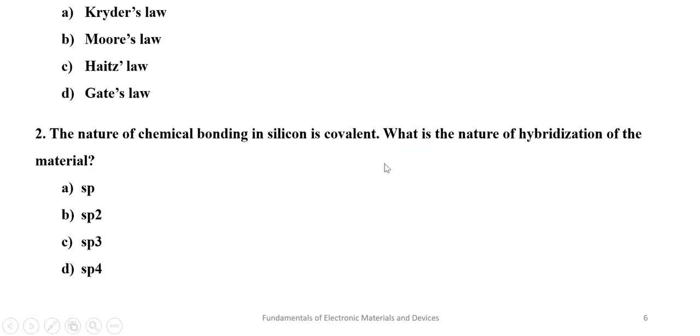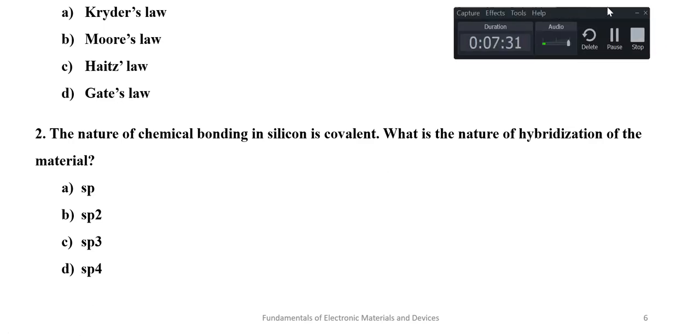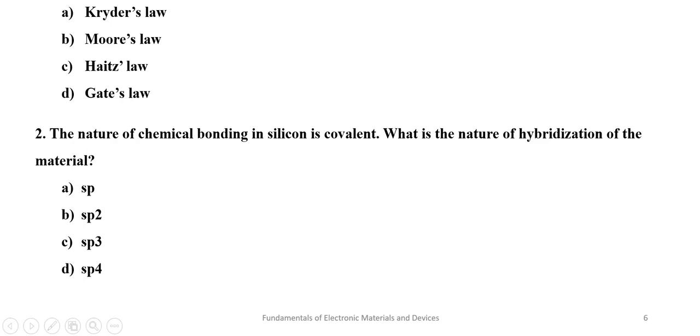Okay, so today's first question is: the empirical observation made in 1965 that the number of transistors in an integrated circuit, an IC, doubles every 24 months is called dash. A. Ryder's law, B. Moore's law, C. Hyde's law, and D. Gates' law. So please take your time to think, and both of you can tell me the answer.